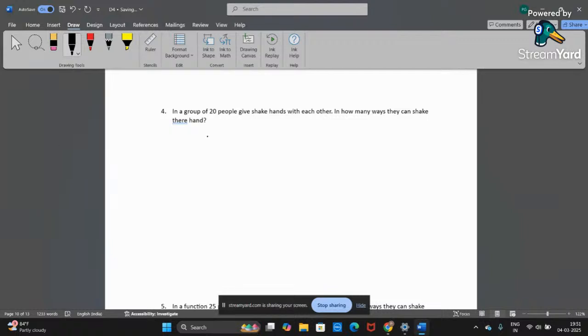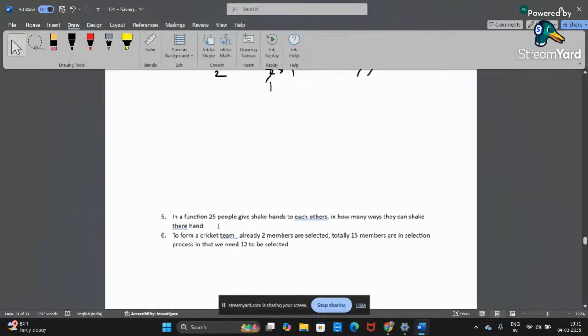So here we are writing 20C2 directly. Then it is 20 into 19, only 19. Because here it is 2, so we will write next to two numbers, that's all. And here it is 2 into 1. 2 ones are 2, 2 tens are 20. So it is 190 ways they can shake their hands between 20 people.